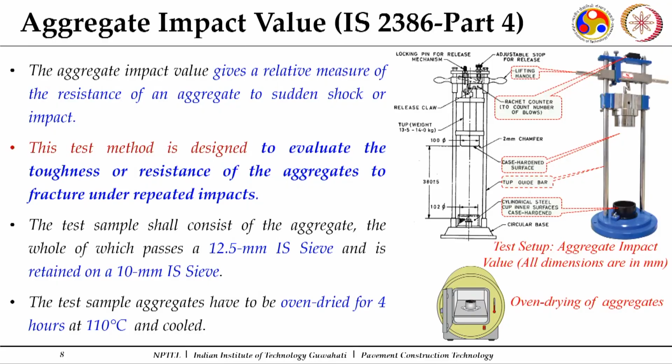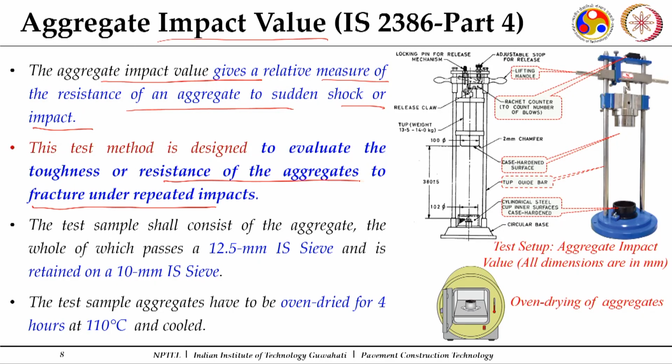Now the other test is the aggregate impact value, again as per IS 2386. The aggregate impact value gives an idea about the toughness of the aggregates, and it is a relative measure of the resistance of an aggregate to a sudden shock or impact, which can occur during production, during transportation, during handling of the aggregates, during laying in the field, and compaction. So it gives an idea about the resistance of the aggregate to fracture under repeated impacts.